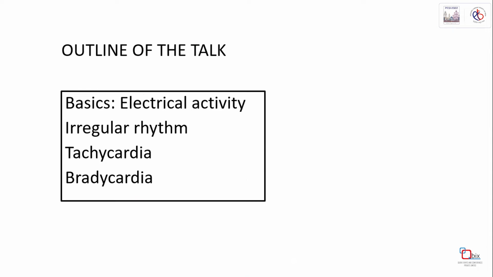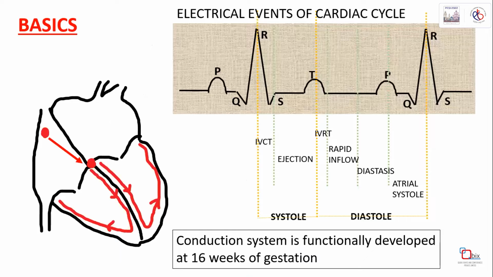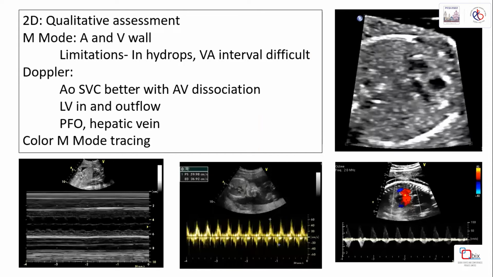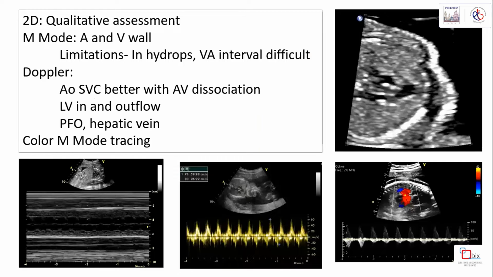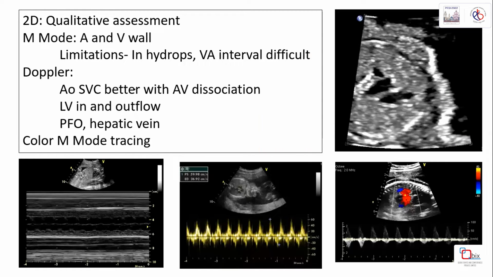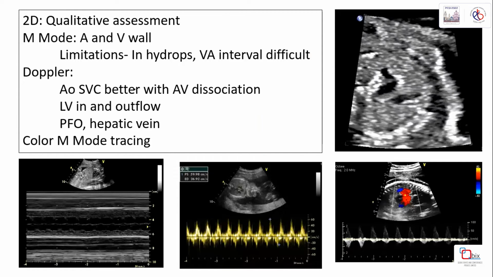So what in this short time we will understand is the basics, a little understanding about the irregular rhythm, tachycardia and bradycardia. Now the conduction system fully develops by 16 weeks of gestation, and there are 3 phases in the cardiac cycle which we can understand, including the ejection, the rapid inflow and the atrial systole. As we've already understood, the 2D picture gives us a qualitative understanding, but we need the M mode and the Doppler for further understanding of the rhythm.